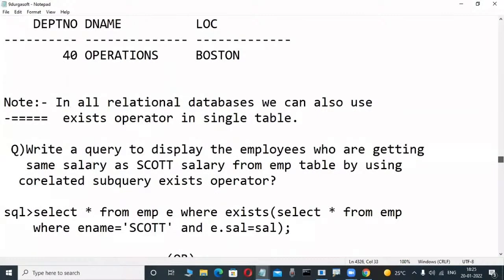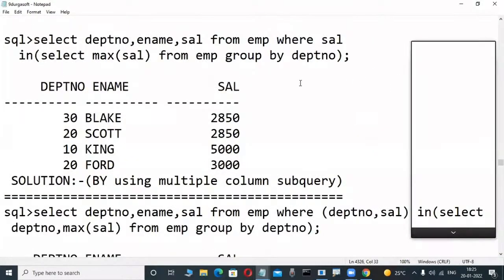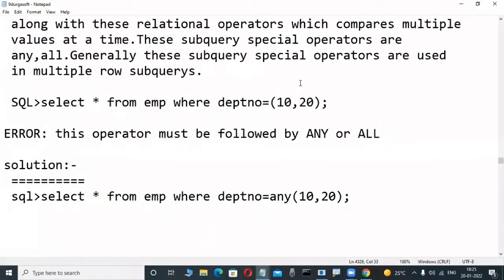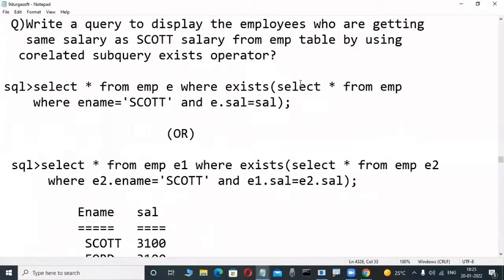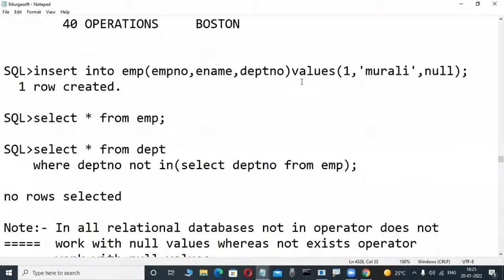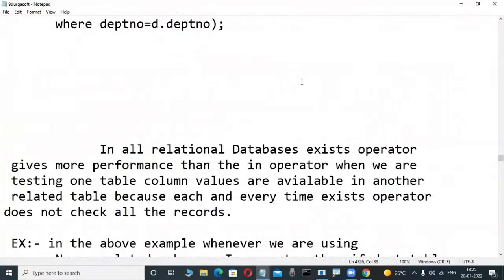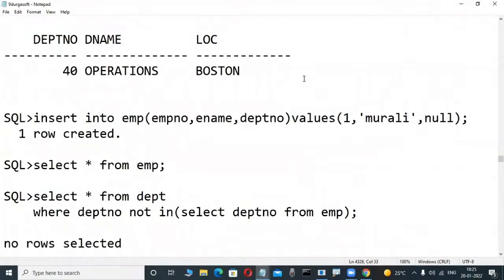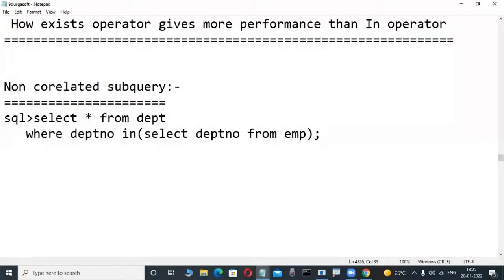Suppose you are attending an interview, then you may be asked to display the nth highest salary employee, the second highest salary employee, or to delete duplicate rows. These types of things are there, and we learn all those things in our course only. Some queries are there, and these are all the things we are familiar with. Don't worry. Then database objects, so many things are there, and we are learning them.